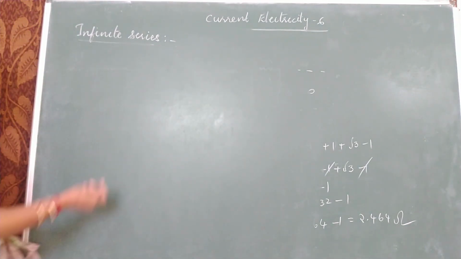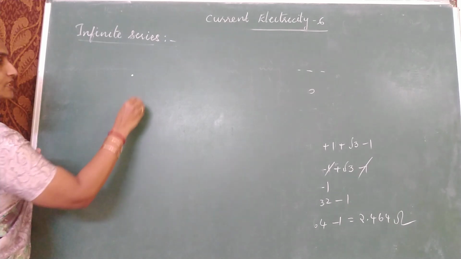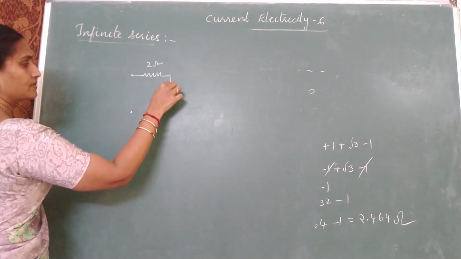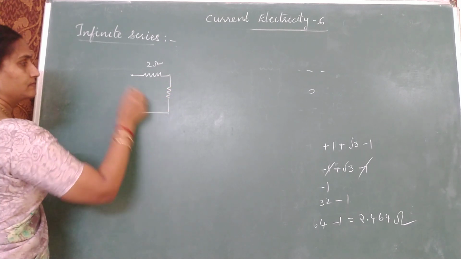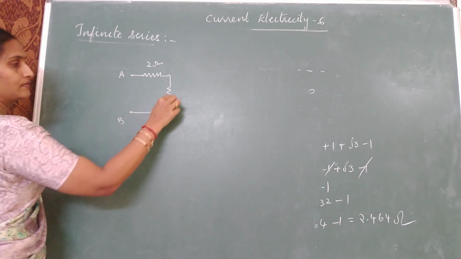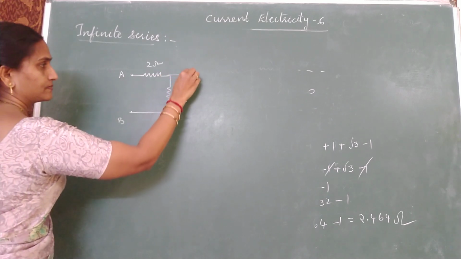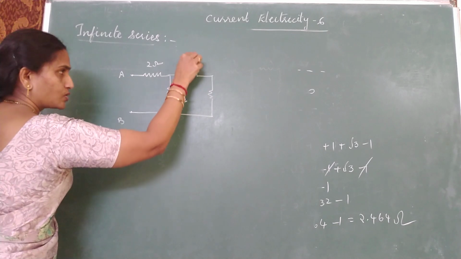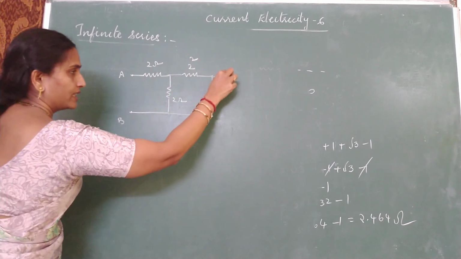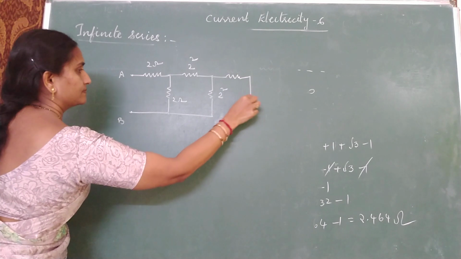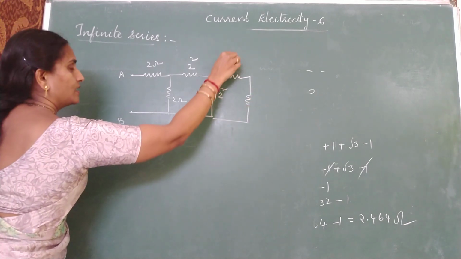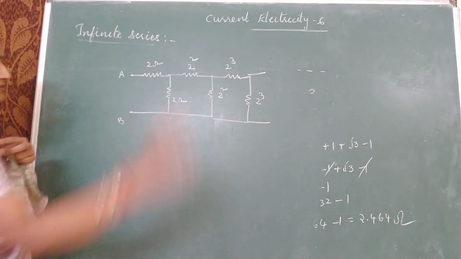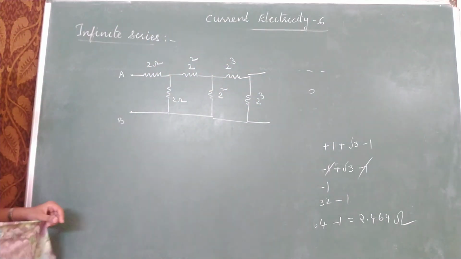Okay, observe the circuit carefully. Now again I am giving you an infinite series itself. 2 ohms, 2 ohm, 2 square, 2 square, 2 cube, 2 cube, and so on. Okay, it's tending to infinity.